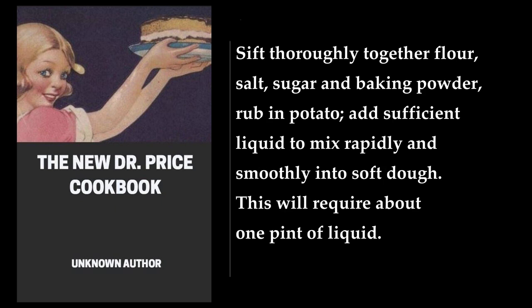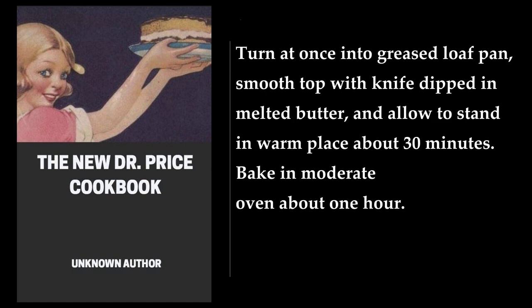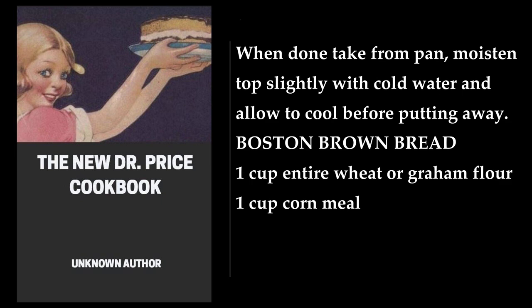Sift thoroughly together flour, salt, sugar and baking powder, rub in potato, add sufficient liquid to mix rapidly and smoothly into soft dough. This will require about 1 pint of liquid. Turn at once into greased loaf pan, smooth top with knife dipped in melted butter, and allow to stand in warm place about 30 minutes. Bake in moderate oven about 1 hour. When done, take from pan, moisten top slightly with cold water and allow to cool before putting away.